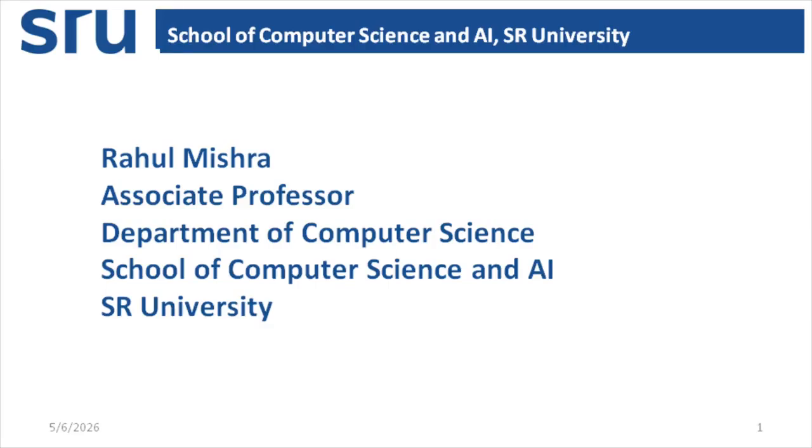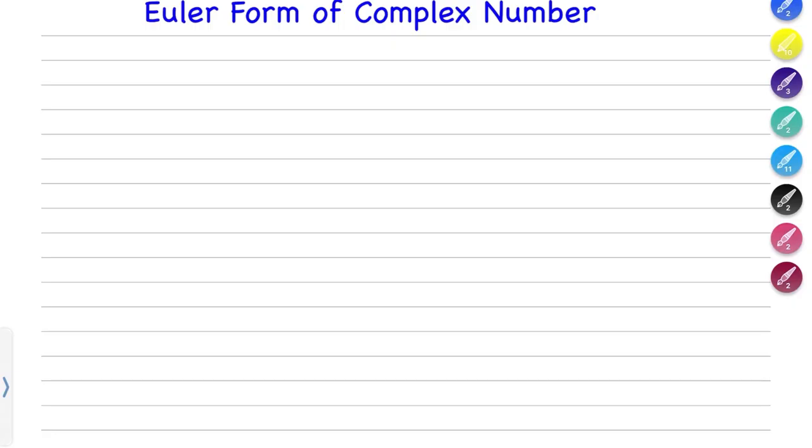So hello everyone. Today we'll see the Euler form of a complex number. We have already done different forms of the complex number, out of which the Euler form is a very powerful form. So today we'll see in detail how we get that form, the proof of getting the Euler form, and some of its applications.